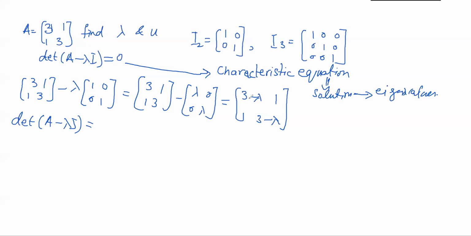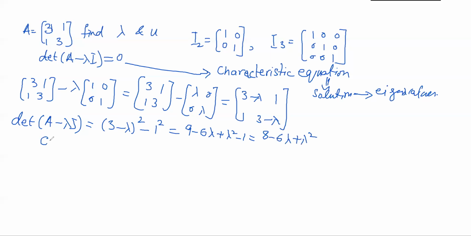So the determinant of A minus lambda I, since this is a 2 by 2 matrix, will be this term multiplied by this term minus this term multiplied by this term. So it will be (3 minus lambda) squared minus 1 squared. If we simplify it, it will be 9 minus 6 lambda plus lambda squared minus 1. So it will be 8 minus 6 lambda plus lambda squared.